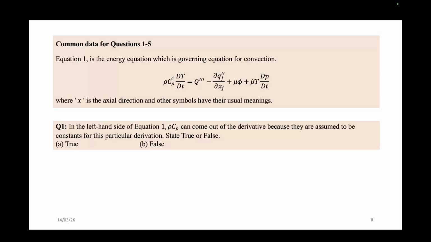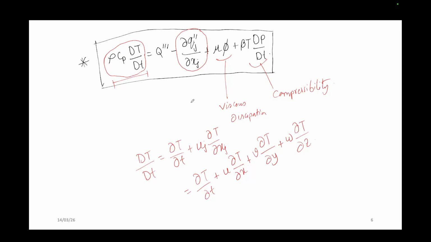See, the correct answer here is... I haven't got any response. So the question is talking about the left hand side of the equation, that rho Cp can come out of the derivative because they are assumed to be constant for this derivation. So no, it is not the case. Why? Because already I have talked about this rho Cp. What is rho Cp? This is the energy storage capacity of the system, right? So in the derivation, if you remember this thing, this Cp.